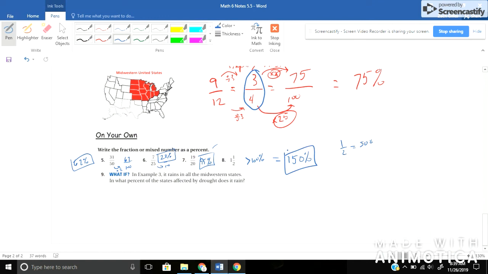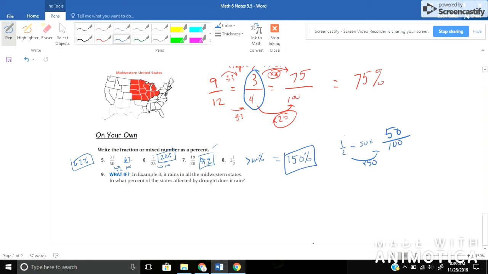Okay. So if you didn't know that 1 out of 2 is 50%, well, how do you go from 2 to 100? Multiply by 50. So multiply by 50 on top. 1 times 50 is 50. 50 out of 100 is 50%.